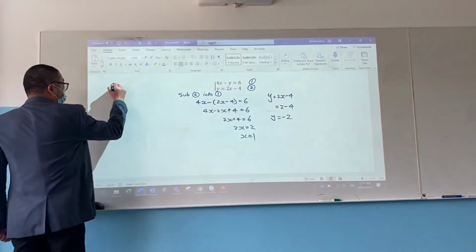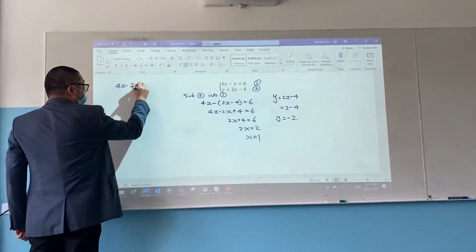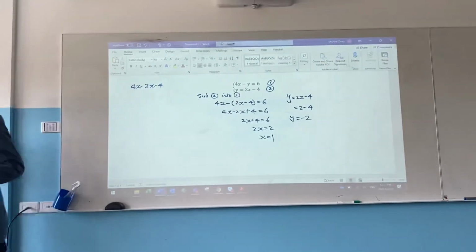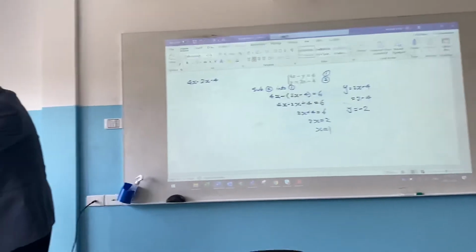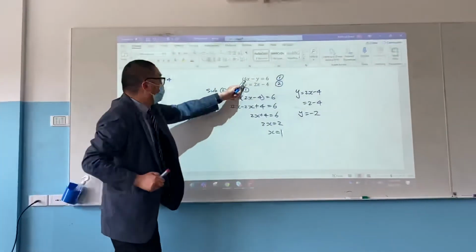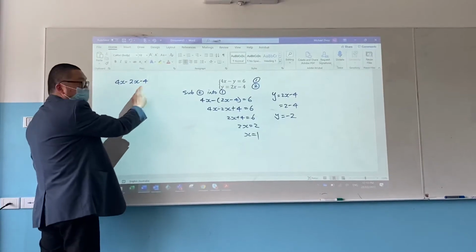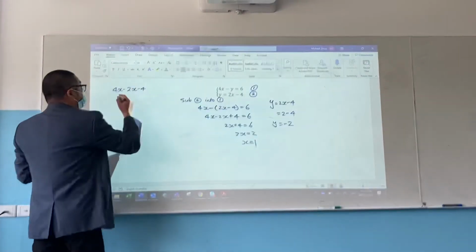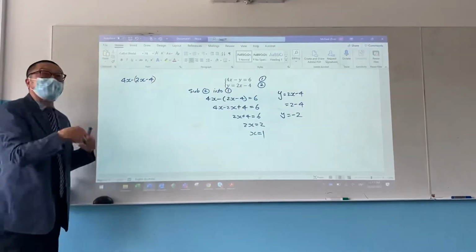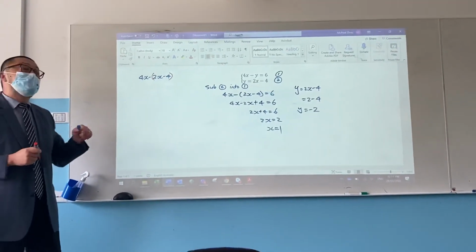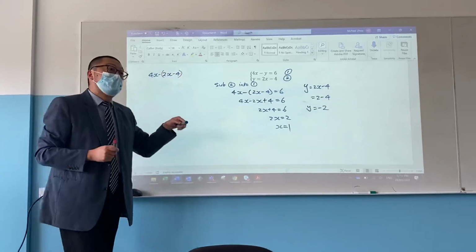But if I had two terms, if I write like this, it's wrong. Can somebody tell me why it's wrong? 4x minus y. This is 4x minus, this is not y. Y is 2x minus 4. I must have a bracket, otherwise the whole meaning has changed. So whenever it's more than one term, I must have a bracket.